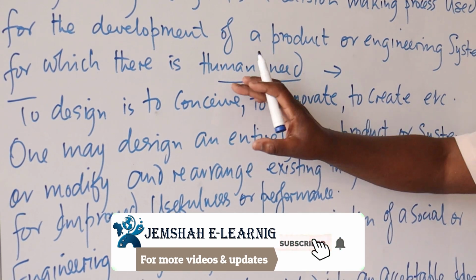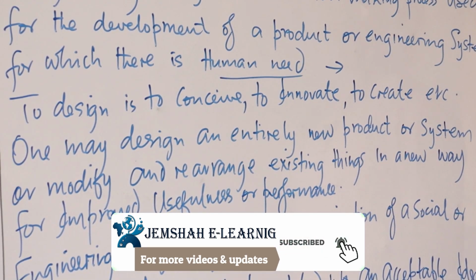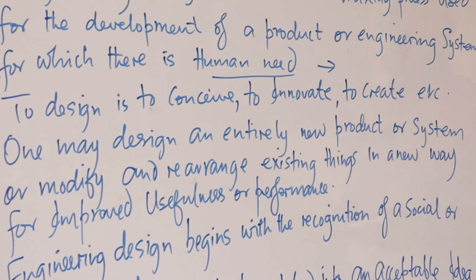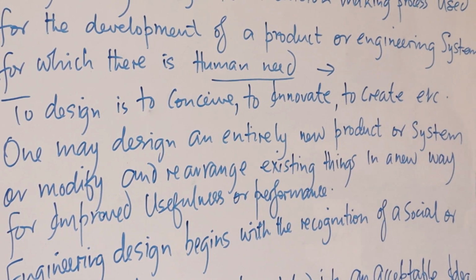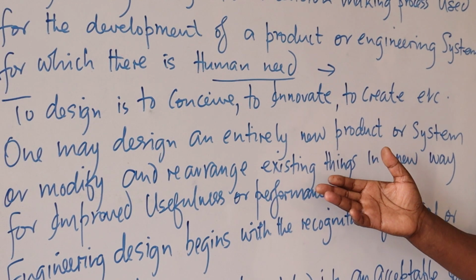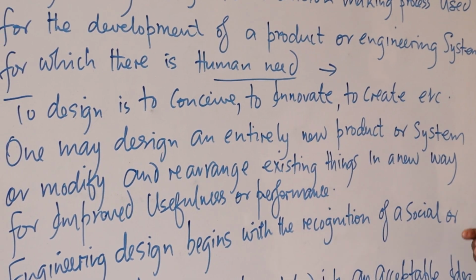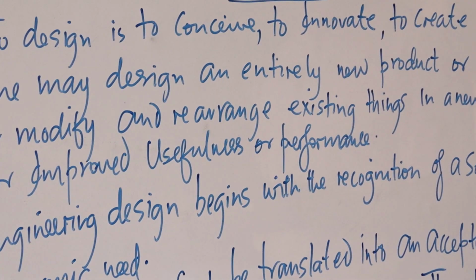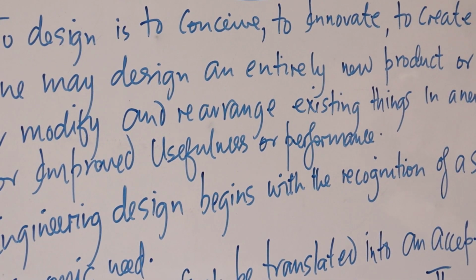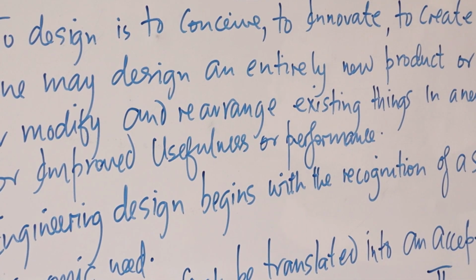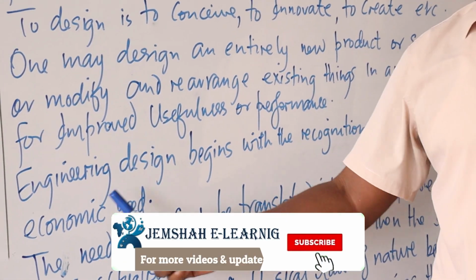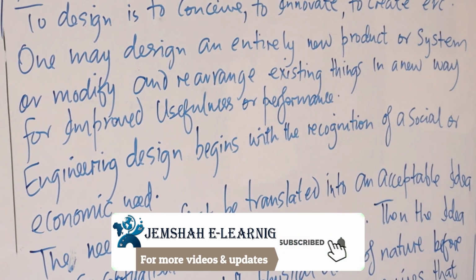Now, to design is to conceive, to innovate, to create, or any other word you can think of. So there are many variations in which you can talk about the design. One may design an entirely new product or system, or modify or rearrange existing things in a new way for improved usefulness or performance. Now, engineering design begins with the recognition of a social or economic need.